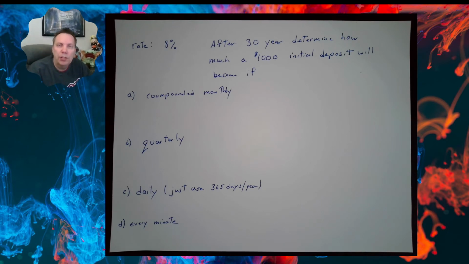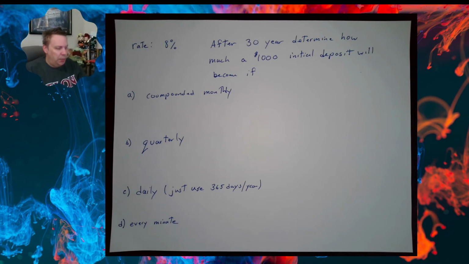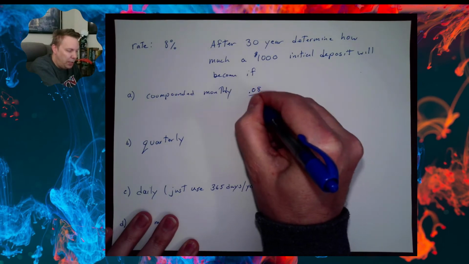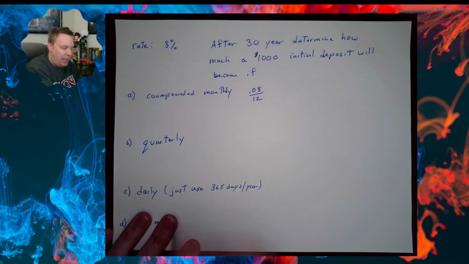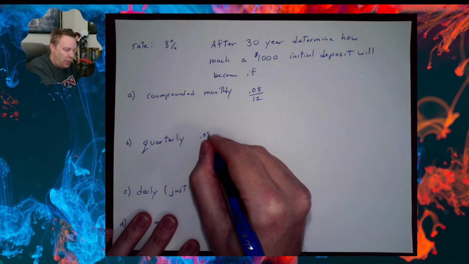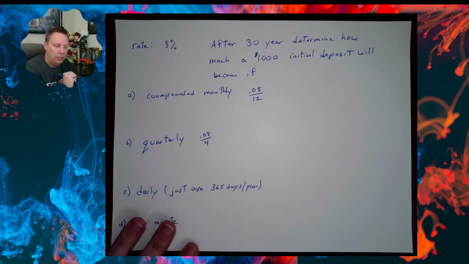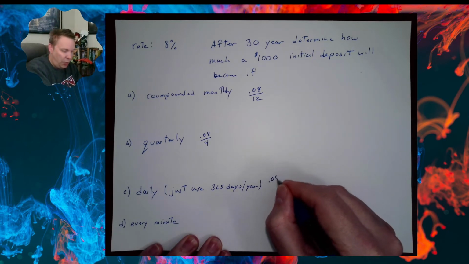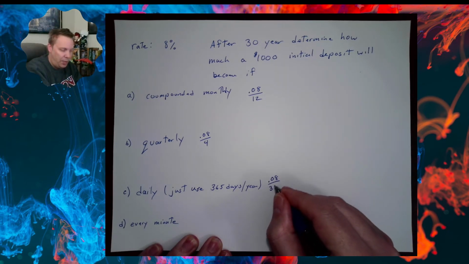So I hope you were able to solve some of these on your own. So in this particular problem, we have an 8% interest rate. So I know that compounded monthly is going to look like 0.08 divided by 12. And then the quarterly is going to be 0.08 divided by 4. The daily, 0.08 divided by 365.